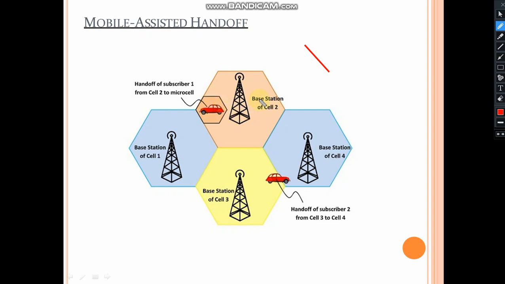Again you can see here the handoff process, the handoff of subscriber 2 from cell 3 to cell 4. Here the micro cell concept can be understood easily, and how the handoff process happens by crossing from one cell to another cell. Ultimately you can get a clear idea about this.